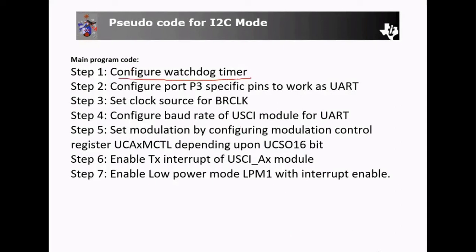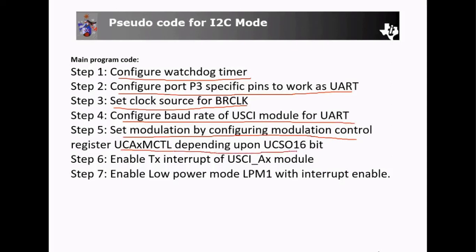Step 1 is configure watchdog timers. Step 2 is configure port 3 specific pins to work as a UART. Set clock source for the baud rate clock. Configure baud rate for USCI module for UART. Set modulations by configuring modulation control, UCAxMCTL, depending upon the UCOS16 bit. Enable TX interrupt for USCIx module. Enable low power mode LPM1 with interrupt enable.